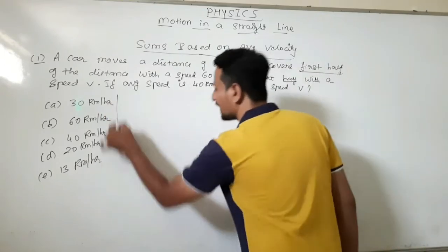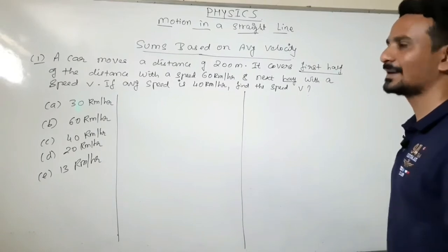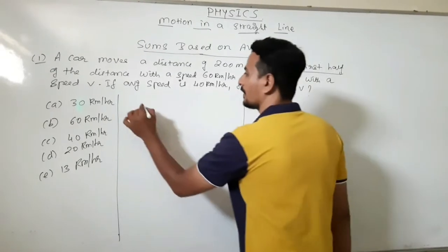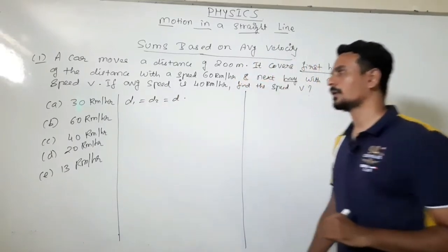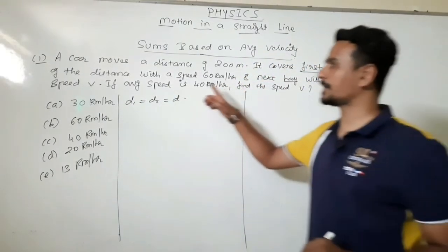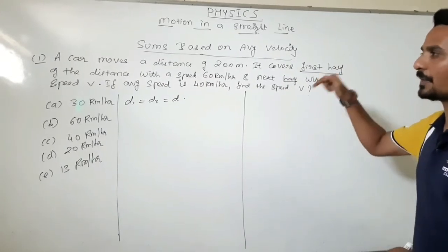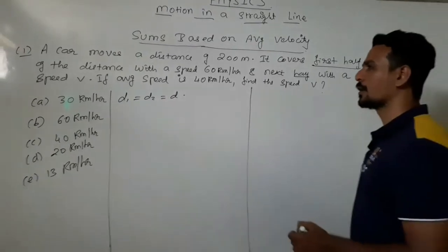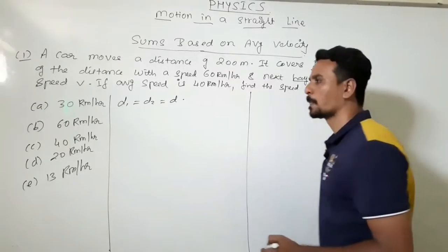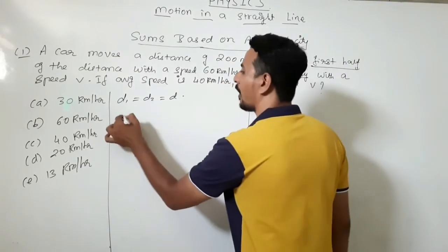So the question is based on the same distances, right? That is when d1 equals d2 equals d. First half is covered with a speed 60 and next half with v. So the distances covered by the car are the same, first half and next half. So we had already seen the formula for equal distances, right? Let us derive once again.